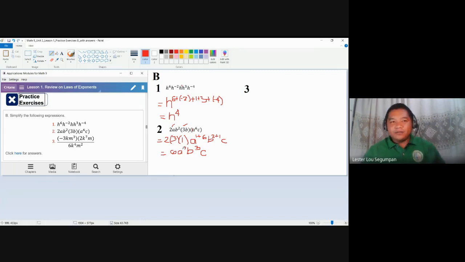As for number 3, this item is a combination of both multiplication law and division law. First, we will apply the multiplication law on the numerator, okay? And then we will use the division law by simplifying whatever the result of the numerator and then its denominator.